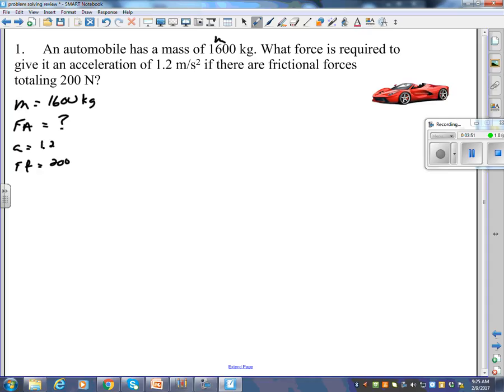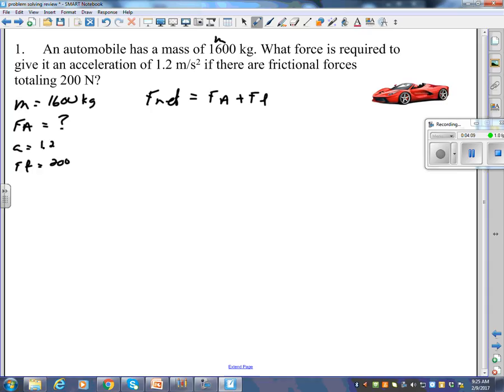Okay, so here's the hard part. Where do I start? What do I do? I'm trying to find the Fa, right? Trying to find the Fa. I've got Ff. Do you remember, don't write this down. Do you remember this one? F net is equal to Fa plus Ff.